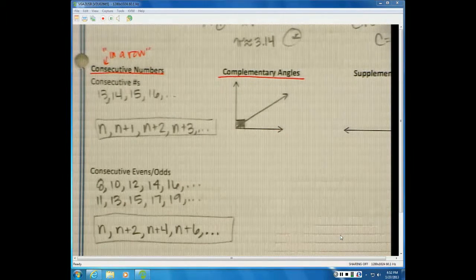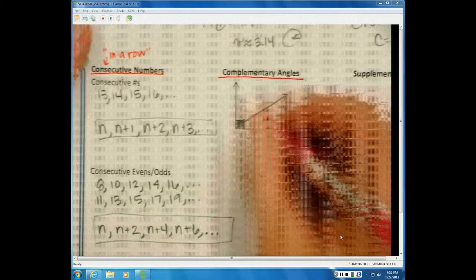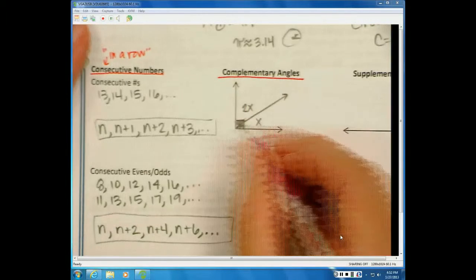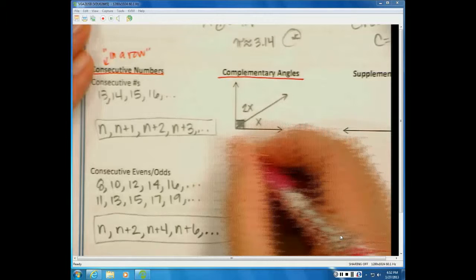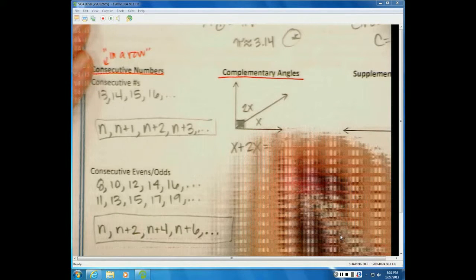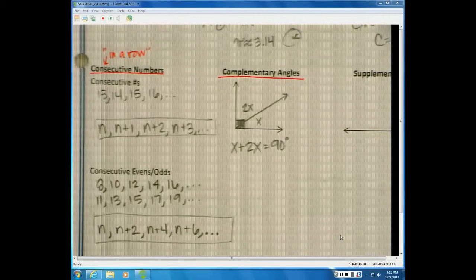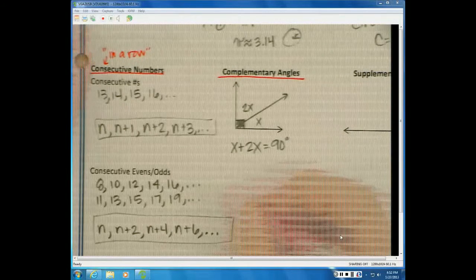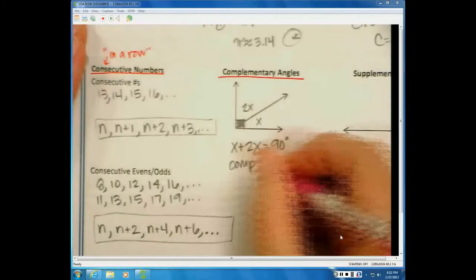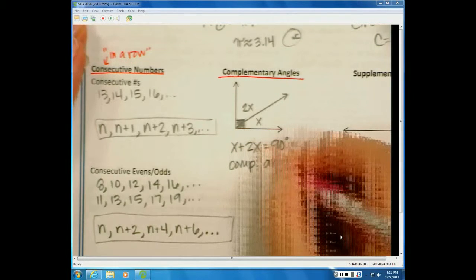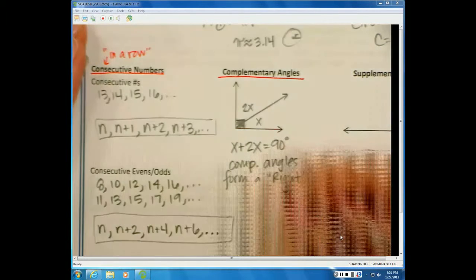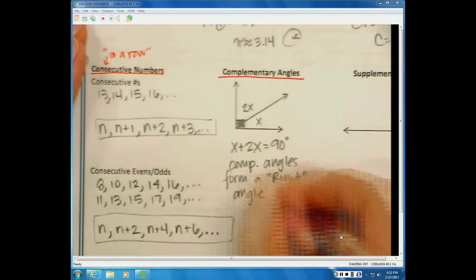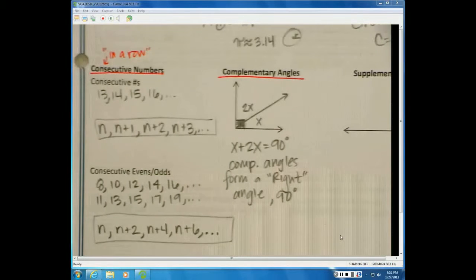And let's say this is x, and let's say this is 2x. 90 degrees is what these would add up to because they are complementary. So I could write the equation x plus 2x equals 90 degrees. So complementary angles form a right angle which measures 90 degrees.